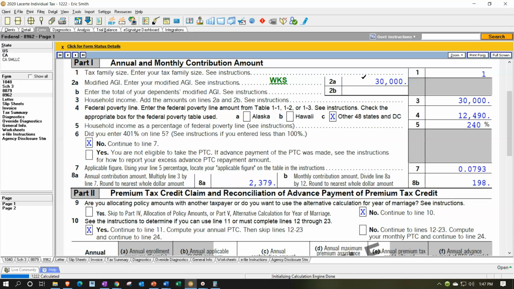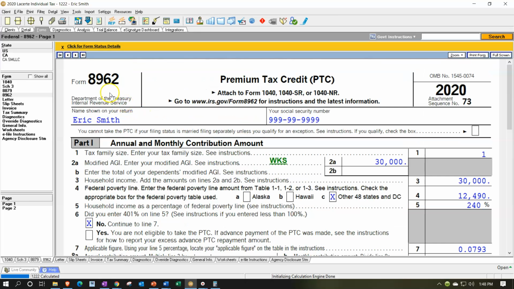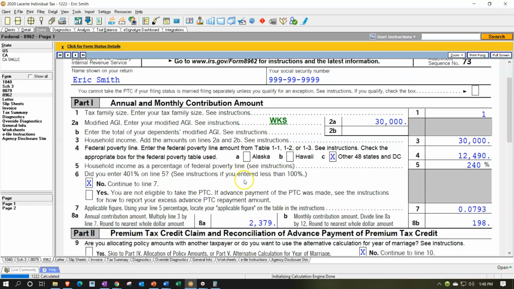The software helps with this calculation because it's a little bit confusing, but this is basically the modified adjusted gross income with modifications, basically our income threshold that's pulling down to line three. And then line four says the federal poverty line. Now, this is going to be confusing because you can look in the instructions for form 8962 on irs.gov if you want to actually find the poverty line when filling this in yourself.